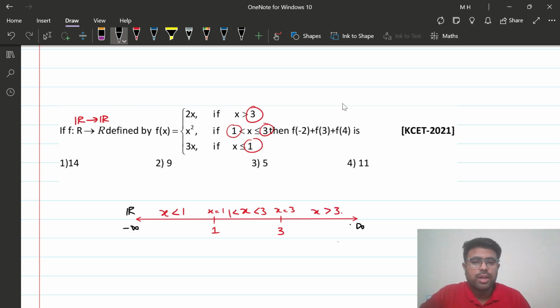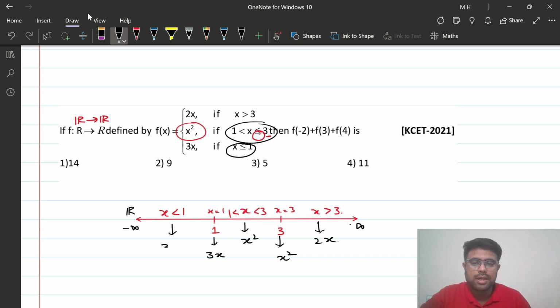Now what does it say? When x is greater than 3, the function is 2x. When x is equal to 3, the function is x square. Between 1 and 3, again the function is x square. At 1 and when x is less than 1, in both the cases the function is 3x. So now they are asking for the value of the function at x equal to minus 2, x equal to 3 and x equal to 4.